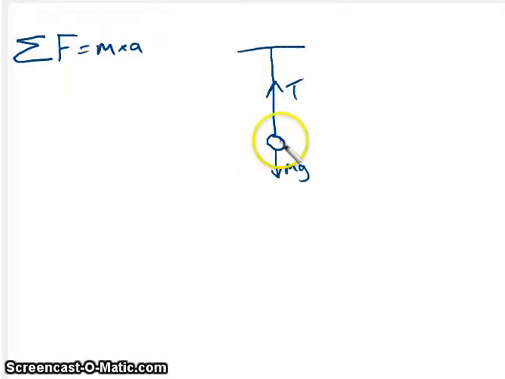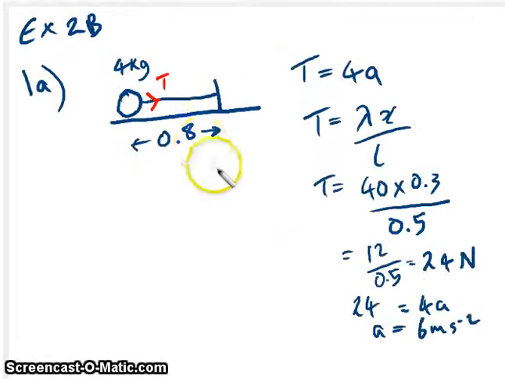Okay, so here I've got an object attached to something under tension, and if this is an elastic spring, then if the tension is great enough, the mass will accelerate upwards. In this first exercise, it's pretty straightforward, so I'll just go through it quite quickly.